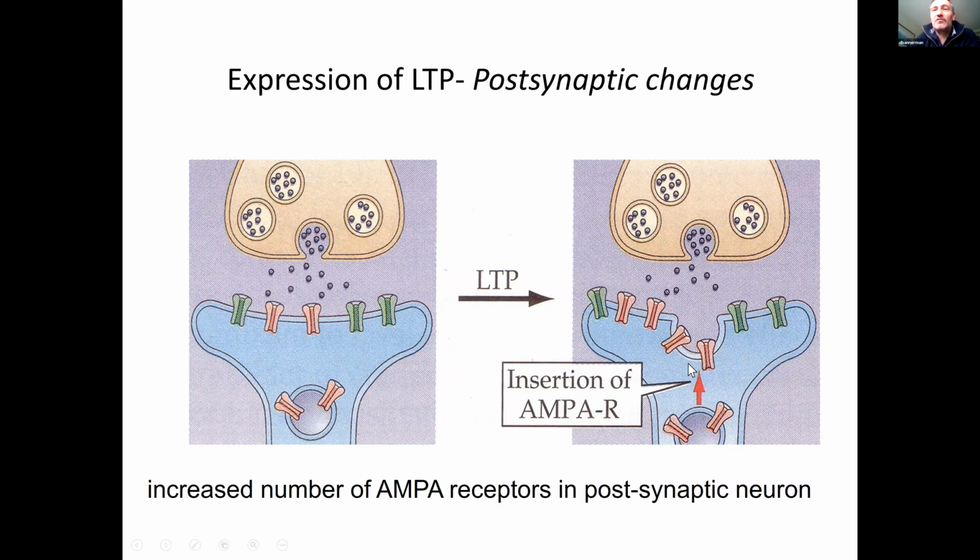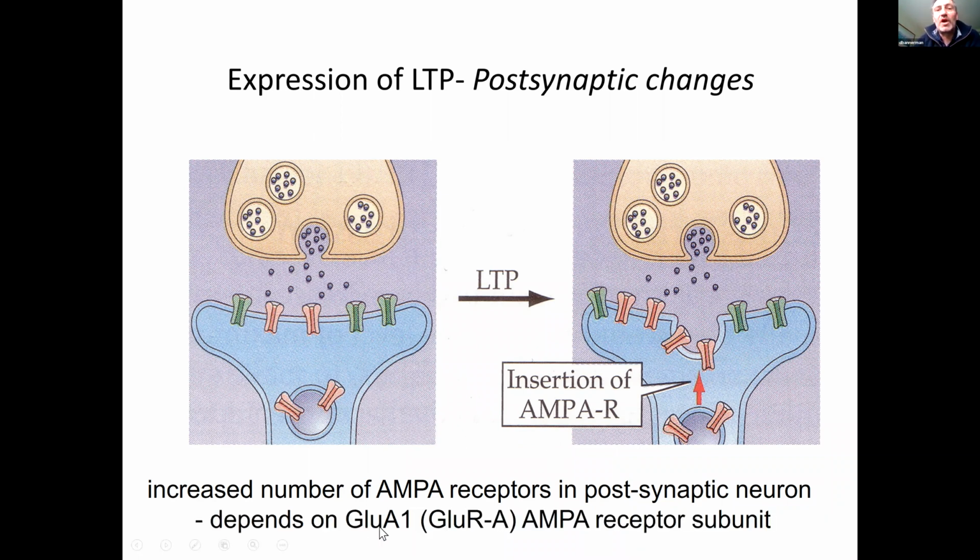And this rapid trafficking of AMPA receptors into the postsynaptic membrane, at least in part, depends on the GluA1 subunit of the AMPA receptor. Now, a quick apology for terminology. The terminology can get a little bit confusing, and that's partly because over the years, people have called this subunit different things. So GluA1, GluRA, and GluR1 are all the same AMPA receptor subunit. Now, on some of the slides, it might be labeled as different things, but GluA1, GluR1, and GluRA are all the same subunit, and they're encoded by the gene GRIA1. And much of the talk today will be about this subunit.